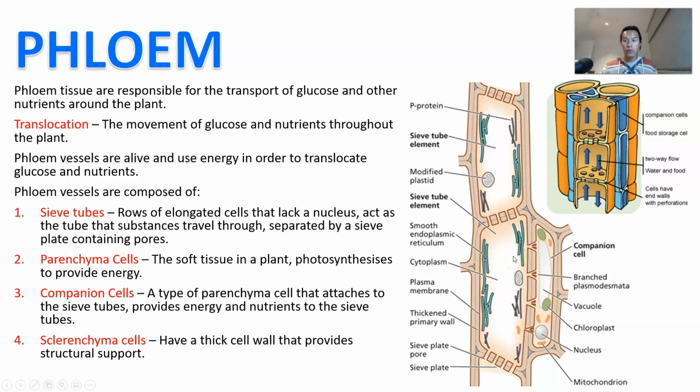And then finally, you have what we call the sclerenchyma cells, which are cells that have thick cell walls and provide that extra structure of support, and so they pack into the phloem. And so in the phloem, they're multiple and they're packed all together, allowing that process to happen.